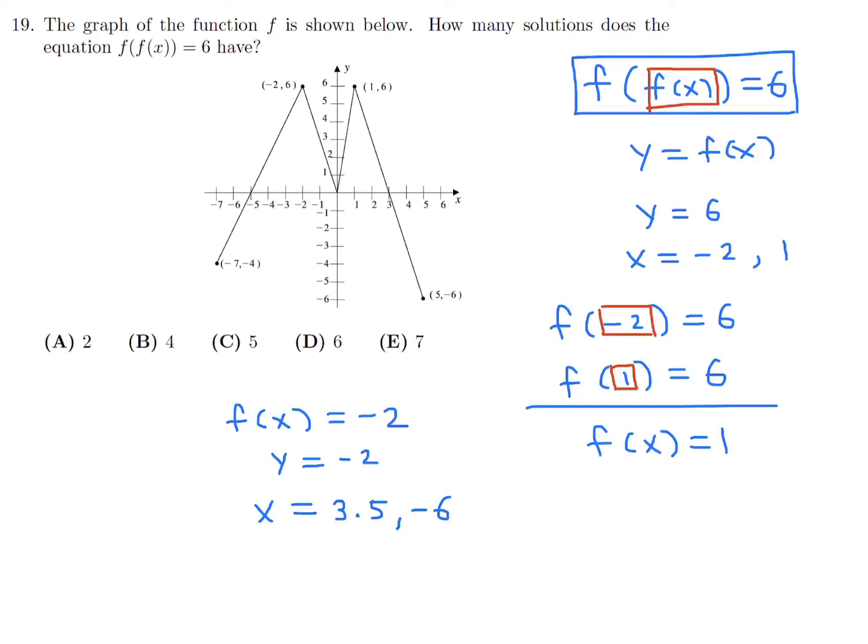And then now let's concentrate on this one. F at x is 1. So when y is 1, what is the value of x? Well, this is 1 right here on the y-axis. When y is 1, how many x's? Well, we got 1 here. It's approximately, what is that, about minus 4.5 approximately.